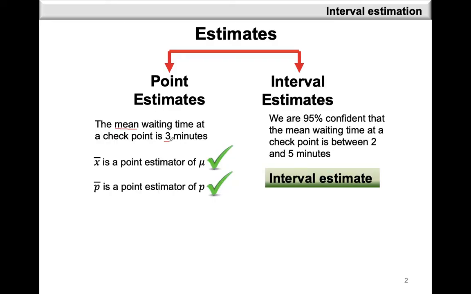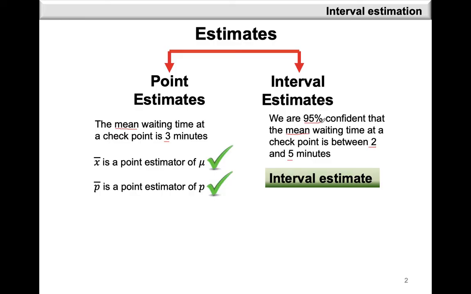So let's say we report that we are 95% confident that the mean waiting time at a checkpoint is between 2 and 5 minutes. In this case, what we have done is that we have reported an interval between 2 and 5 minutes where you are going to observe your mean with a probability of 95%, or with a chance of 95%. So this tells you that you have a range of possible values where you have a probability of 0.95 of finding the mean waiting time in that interval. That is what we refer to as an interval estimate.